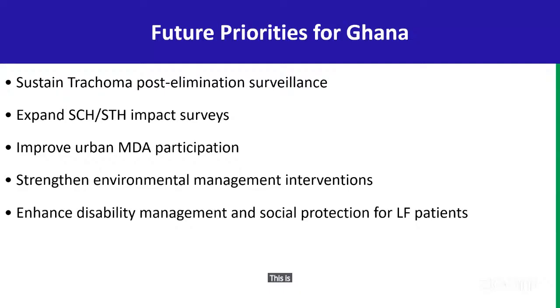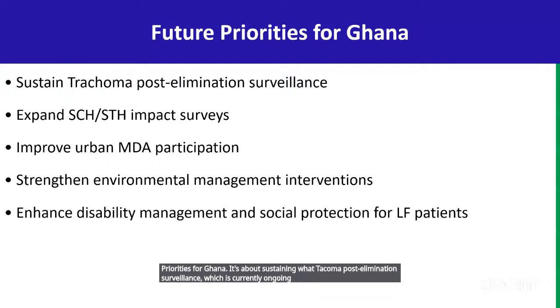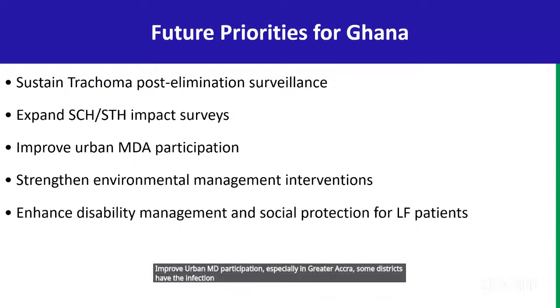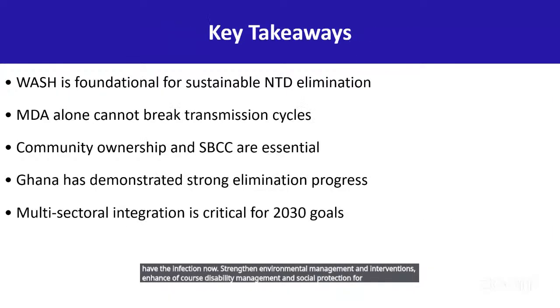This is crucial. So looking at the future priorities for Ghana, it is about sustaining trachoma post-elimination surveillance, which is currently ongoing, and expanding SCH and STH impact surveys, which we hope to get support to initiate this year as a continuation of what we started earlier. Improve urban MDA participation, especially in Greater Accra. Some districts have the infection now. Strengthen environmental management and interventions. Enhance, of course, disability management and social protection for patients with lymphatic filariasis.